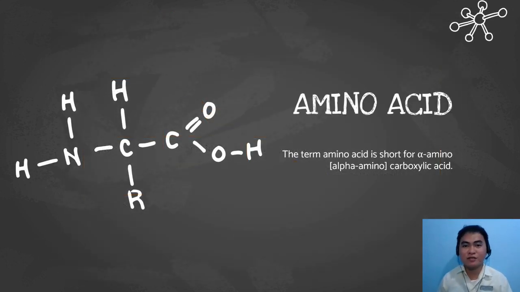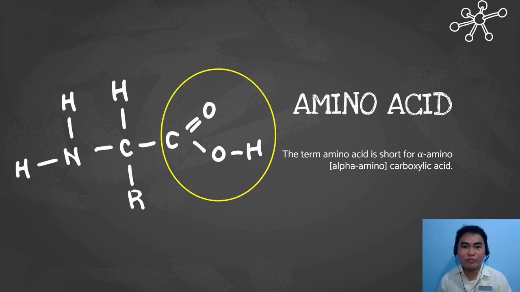The term amino acid is short for alpha-aminocarboxylic acid. As you can see, it has the amino group, carboxyl group, and the side chain.